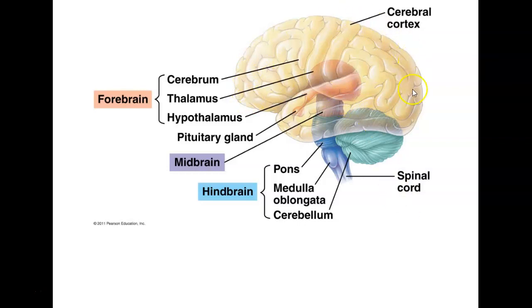So the cerebrum is the big guy in kind of yellow. The thalamus and the hypothalamus are in here. The pituitary gland is this little guy right here. That's where most of the endocrine signaling comes from. We also have a midbrain and then the hindbrain, which includes the pons, medulla oblongata, and the cerebellum, which is where your balance comes from and coordination. And then you have the spinal cord.